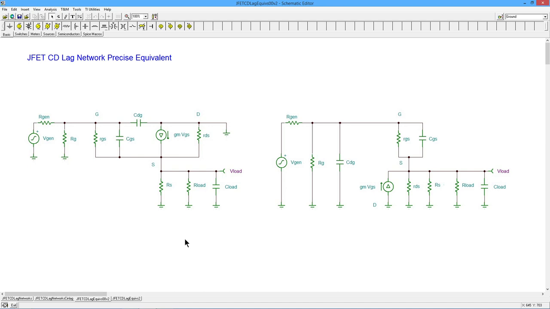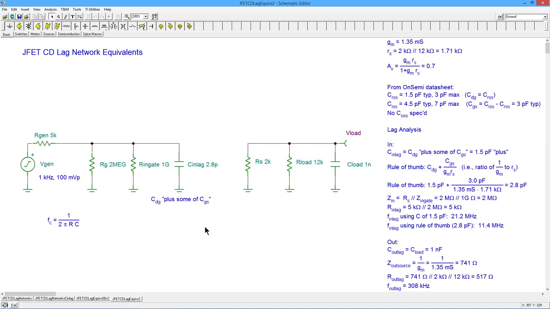Well, like I said, I've come up with a little equivalent that will work, kind of, sort of. So here's what we do. On the front end, and this is using the original values in the circuit, here's my RGen, gate resistor, RN gate. I'm just throwing in one gigaohm here, but it's going to be huge, it's 10 to the huge. So this is just going to fall back to 2 meg. And then we're going to put that in parallel with the RGen to get the input.